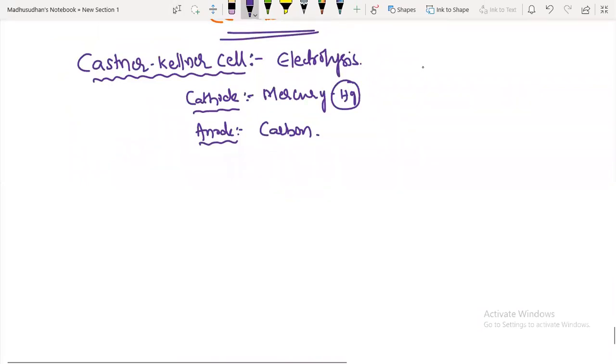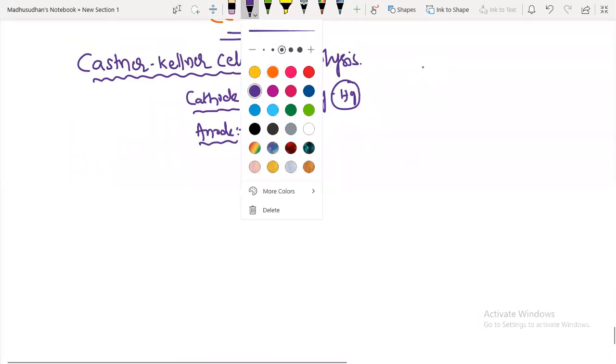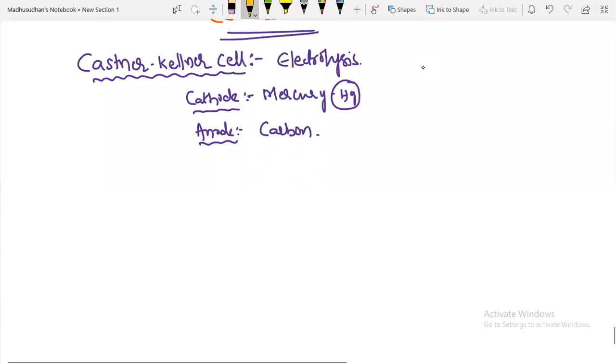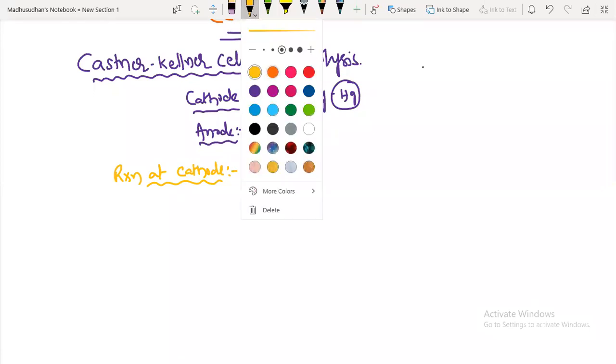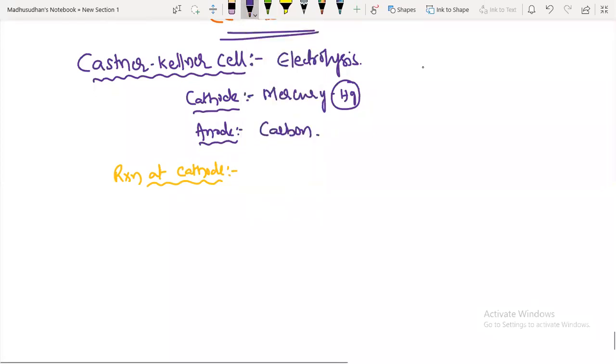In this, reactions happen at the cathode and anode. We'll see now. The first thing is the reaction at the cathode. And we should also take one, okay, here in the electrolysis, some solution is taken. Sodium chloride solution is taken. This is the electrolyte. We call it as electrolyte.